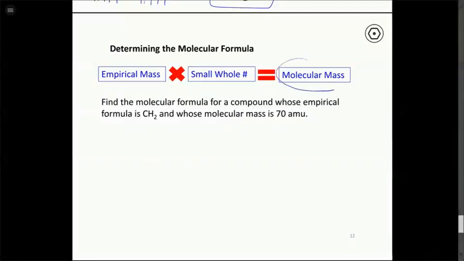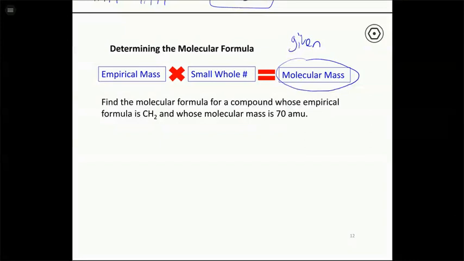So in many of these problems, we'll give you the molecular mass, or we'll give you some other way of finding the molecular mass. And then with that molecular mass, in concert with the empirical formula, you can figure out what the actual molecular formula is. So as an example of this, let's say we have a molecule whose empirical formula is CH2. There are tons of compounds with the empirical formula CH2. And its molar mass or molecular mass is 70 AMU, or 70 grams per mole, however you want to think about that. So if we have the empirical formula and the molecular mass, how do we find the molecular formula?